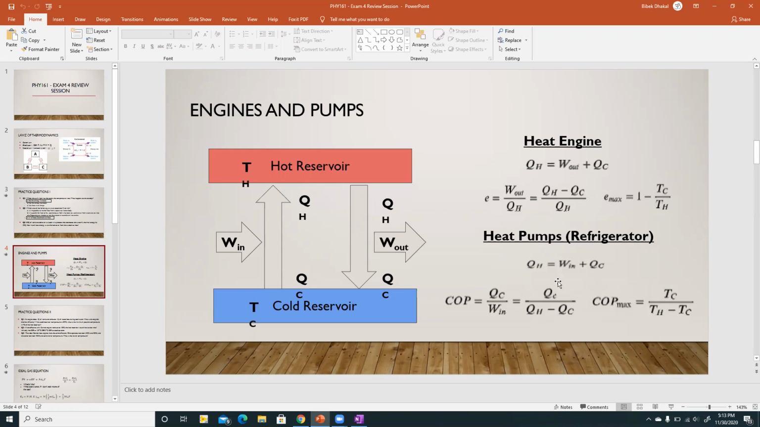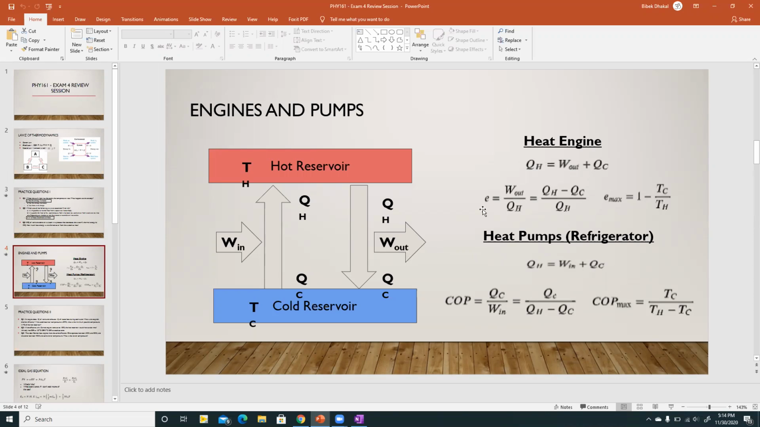And for a refrigerator, you have quite the opposite kind of formula. So you have QH, that is the heat stored in the hot reservoir, and that is the work done. So in this case, work is done on the system, right? And in the heat engine, work is done by the system. So work done is quite different, so you need to take care of the direction. And there is QC, the cold reservoir's heat.